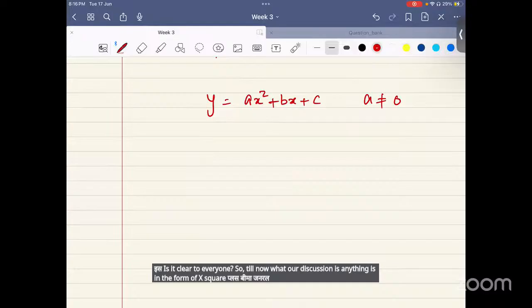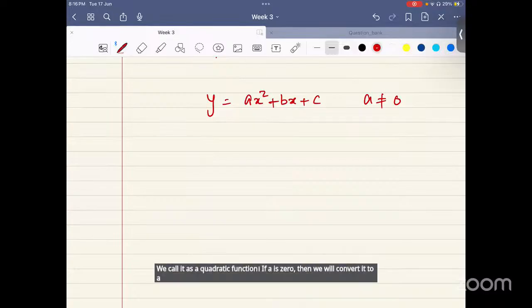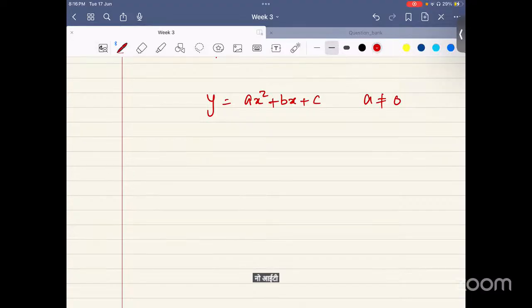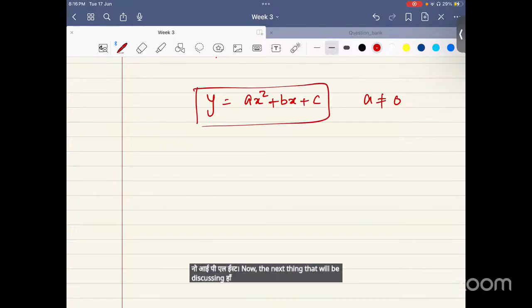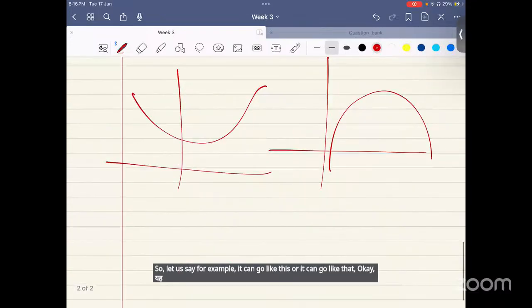Generally, you call it a quadratic function. If a is 0, then it converts to a linear function, and you have already read about the straight line. Now, I told you it can be going upward or going downward. We'll come to know which one is going upward and what are the conditions for it going downward or upward, the parabola I'm talking about. Now, the next thing we'll discuss is from the quadratic equation itself. Whenever we are plotting, for example, this can go like this or it can go like that. So we have to read one more thing about this.